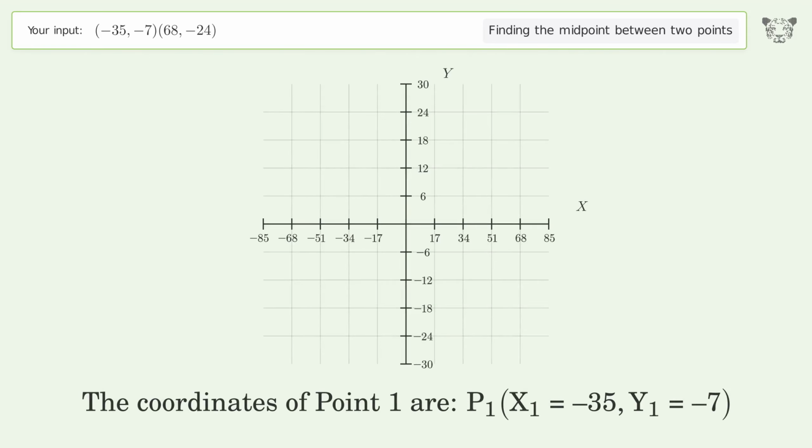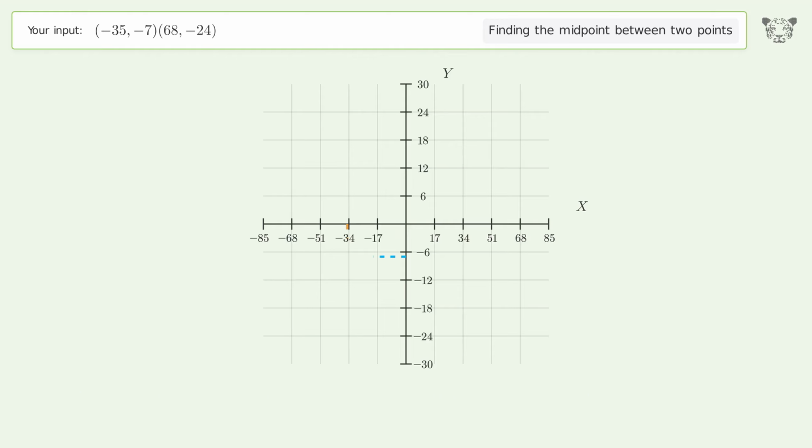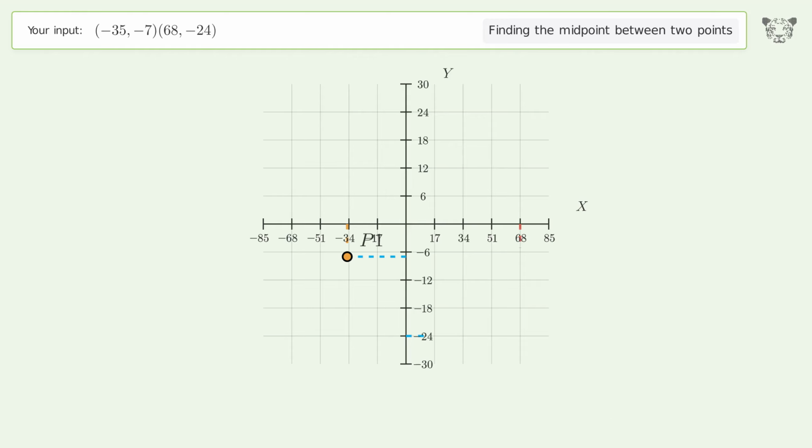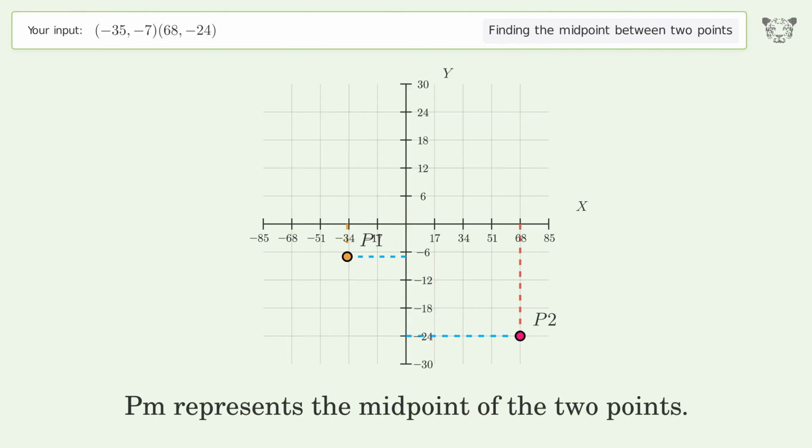The coordinates of point 1 are x1 equals negative 35, y1 equals negative 7. The coordinates of point 2 are x2 equals 68, y2 equals negative 24. PM represents the midpoint of the 2 points.